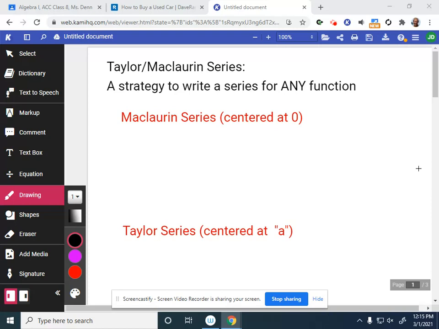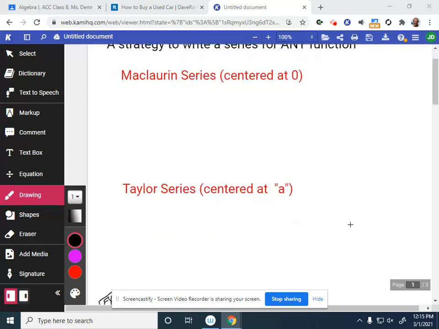Now, I'm going to show you how to write a general series. This strategy works no matter what the series is, whether it's geometric or not geometric. Whatever function we have can be written with a MacLaurin or Taylor series. Taylor series is the broad version of the word. MacLaurin is a little bit more specific, but it's actually what we end up using the most. I'll explain in just a second.